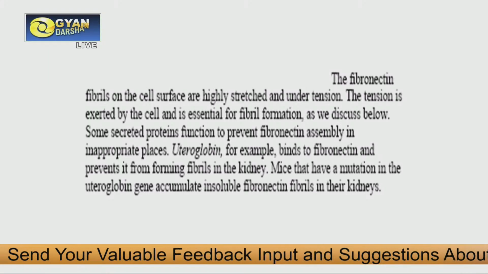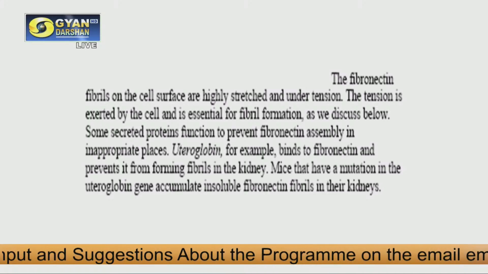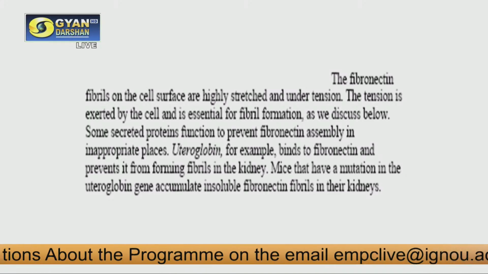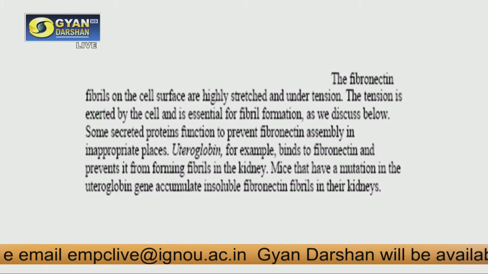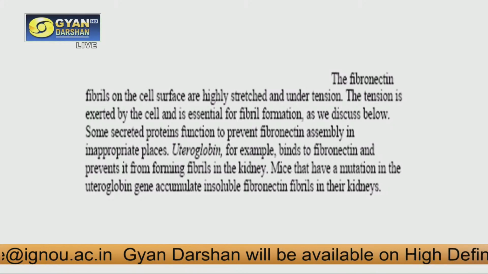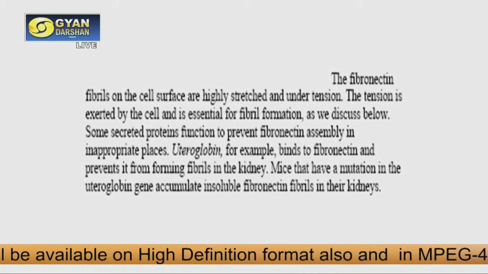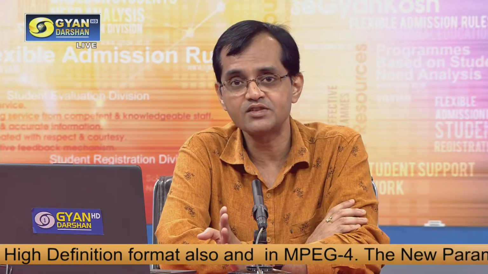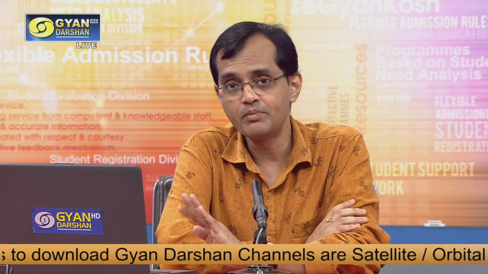So the proper functioning of fibronectin, or the maintenance of its proper structure, will depend upon certain other proteins that bind to fibronectin. Like for example, in this case it is uteroglobin. Even a little while ago we saw the same in the case of elastin. So not only are these proteins important, but the proteins which are associating with them are also equally important to maintain their structure and their function.